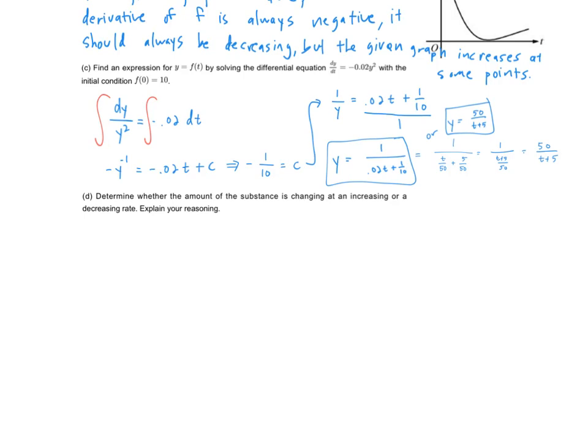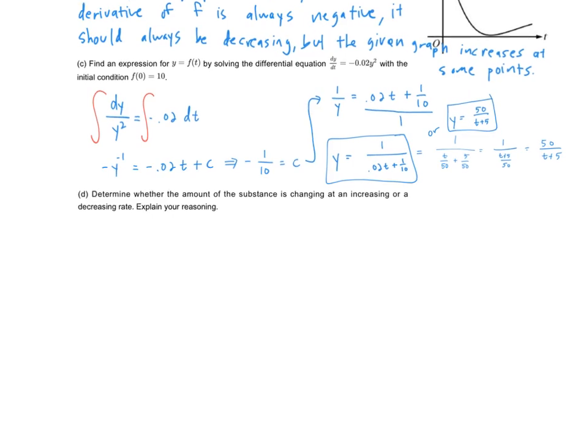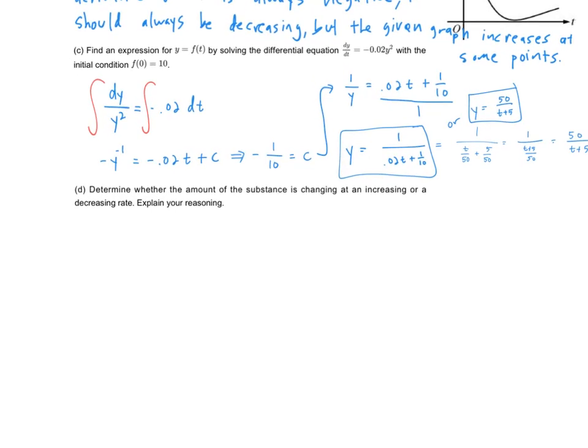So they want to know how it's changing. Is the changing, how the changing is changing? Is the changing increasing, or is the changing decreasing? Okay, yeah, that makes sense. All right, so we have our first derivative already: negative 0.02 y squared.